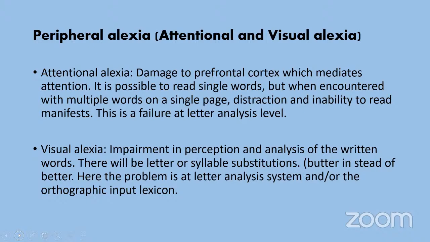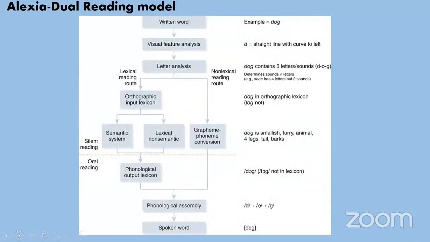With these few words, let's go back to the visual feature analysis, the letter analysis, the lexical reading route, the orthographic input lexicon. They all are part of the peripheral Alexia.